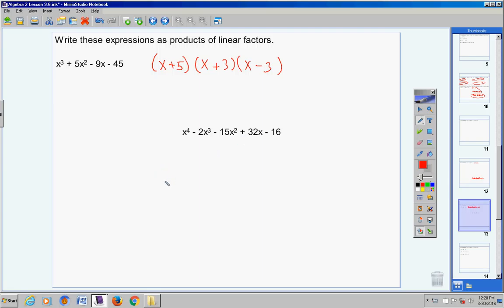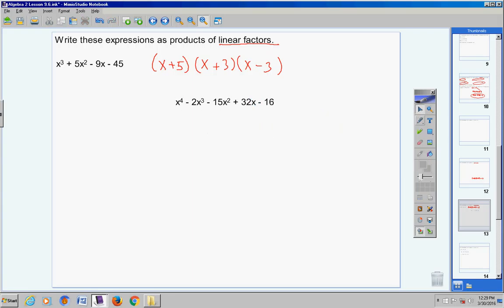For example, listen to me. If I told you, let's say we tested a 0 and found out that 1 was a 0, well, that means one of the factors of this has to be what? If 1's a 0, then one of the factors has to be what? X minus 1, right? We just learned that. Whenever you know a 0, you can change the sign and put it back into the parentheses, as long as you change the sign. So let's just stop here and write this as linear factors. And of course, the best way to do that is to what? Factor. But you can't factor, so we're going to have to list out the possible rational zeros and find one, okay? So here we go.